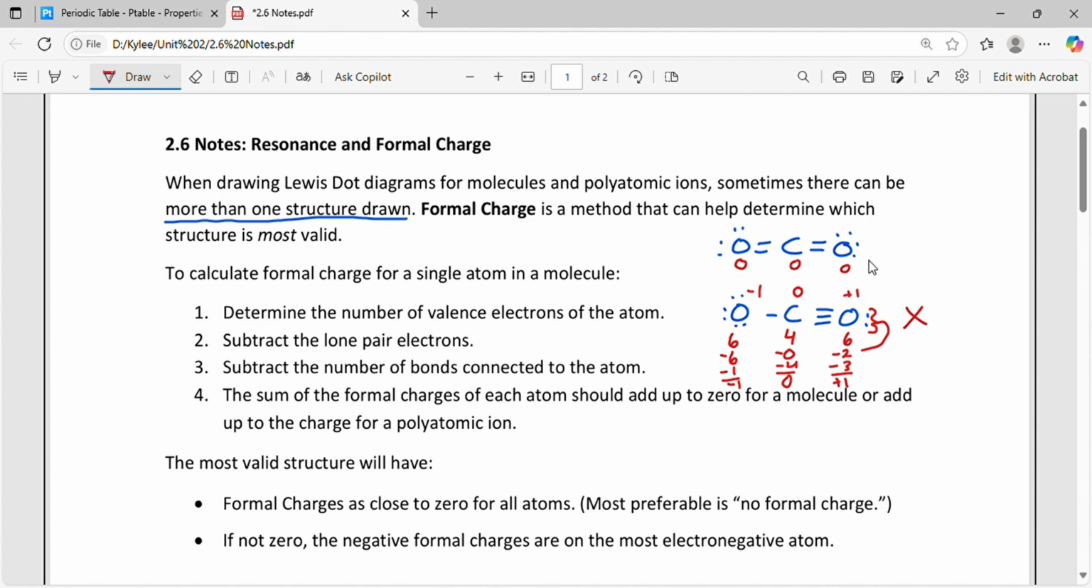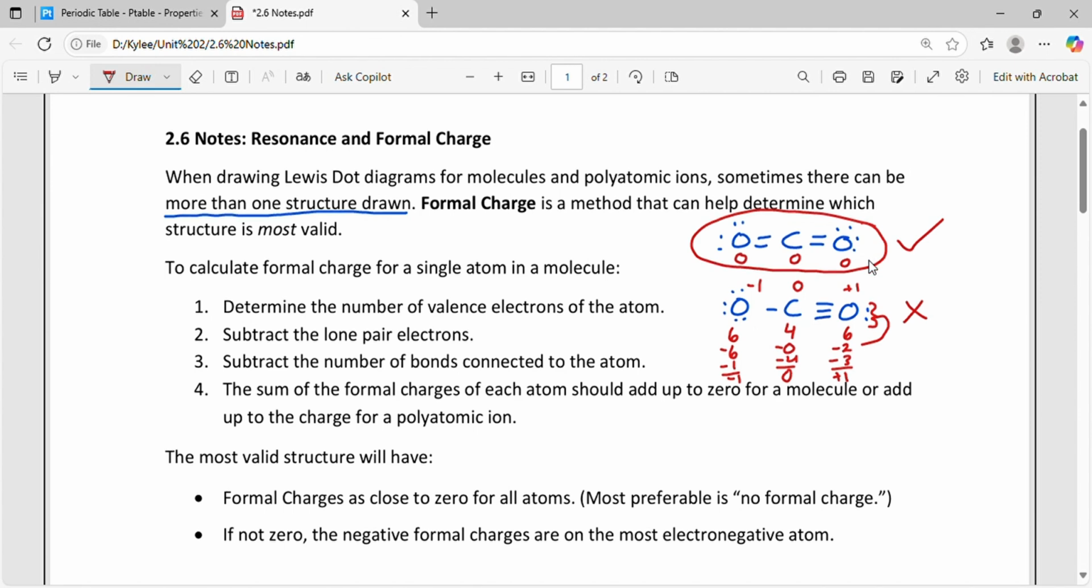Again, we want the structure where as many of the atoms as possible have a formal charge of 0. And that's how I can tell if this is an appropriate structure. Because, as I mentioned before, sometimes you can draw more than one option. And that's where this concept of formal charge comes in. So let's look at some examples.